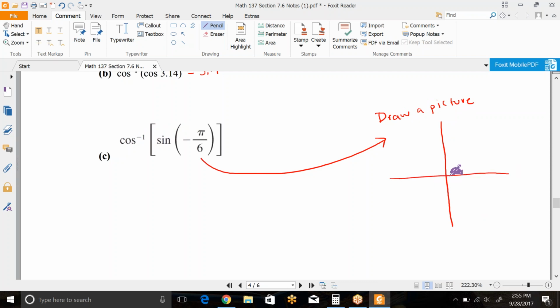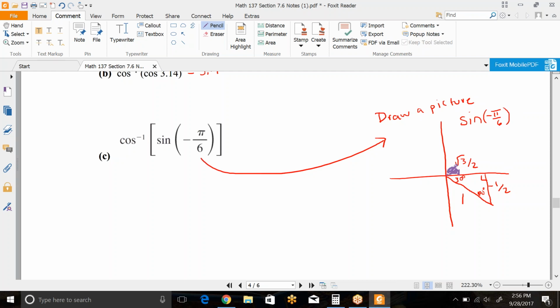Okay, so if we're at -pi/6, that would be going down, and it would be a 30-degree angle. And this is 60 degrees. So this would be -1/2. This is square root of 3/2, and this is 1. Now, we had sine of -pi/6.